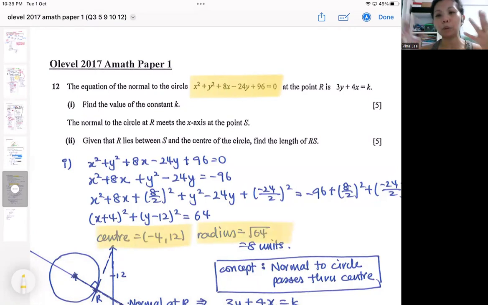Okay, so I presume you should know your completing the square to find the center and radius, or you can do it by the formula method. It doesn't matter. So by now, you shouldn't have issues getting the center and radius.